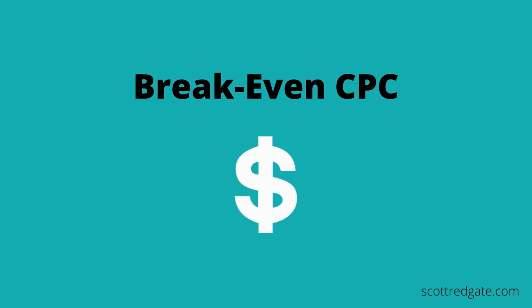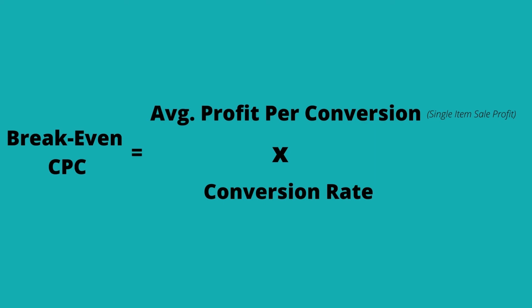So now that you know your break-even amount for each sale, you need to do some quick math to figure out what your break-even CPC is. To find your break-even CPC, we need to take the average profit per conversion, and that's the number that we had figured out in step 1, and multiply that by your website's conversion rate, or your average conversion rate from your advertising accounts would be even better.